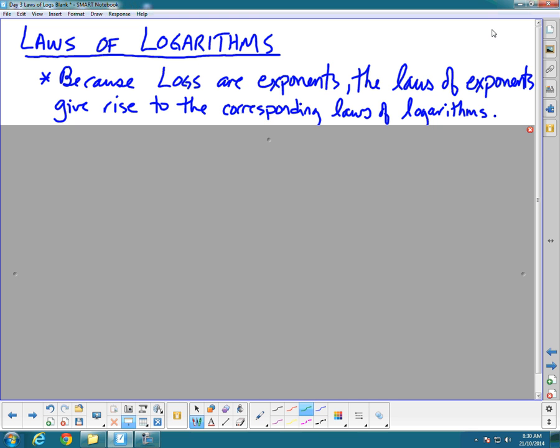And where do they come from? Well, if you remember back in grade 9, we did laws of exponents. Things like when you multiply powers of the same base, you keep the base and add the exponents. That's an exponent law. Because logs are exponents, they have similar rules and laws. You see here it says the laws give rise to corresponding laws of logarithms.